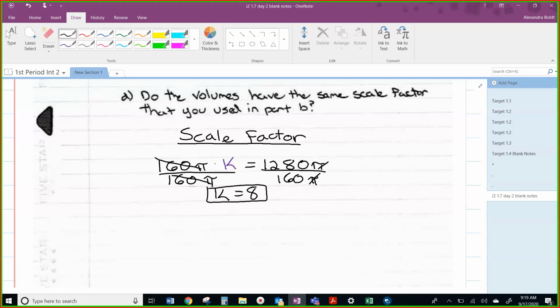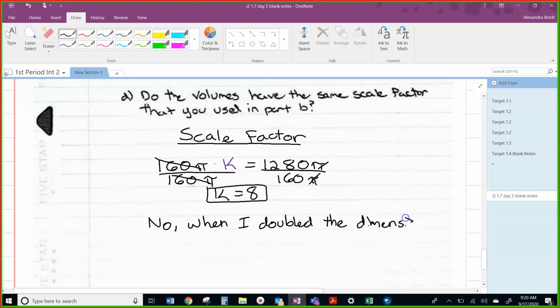So, did I have the same scale factor here? No. Let's see, right? When I doubled the dimensions, and dimensions are just, right, length, width, height, radius, all those are like a dimension of your shape.